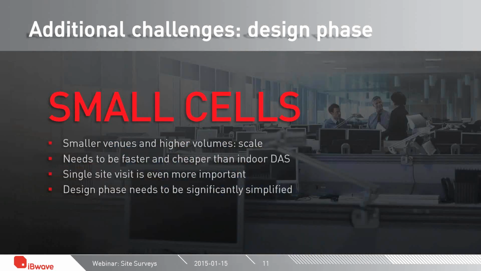In contrast to this, small cell systems are typically used for smaller venues, such as office spaces, for which there are many more. So here, in this case, scaling becomes a really important factor. So therefore, the design phase needs to be faster and cheaper, and it follows that the site survey phase also needs to be faster and cheaper. Otherwise, it just won't be justifiable financially.